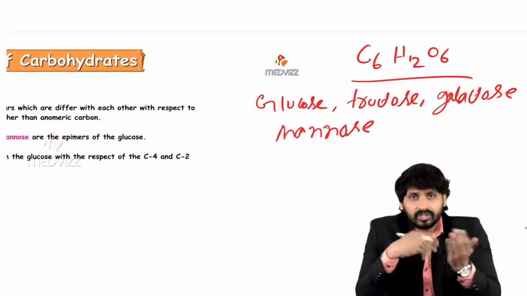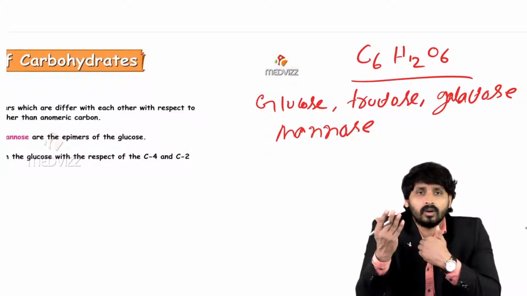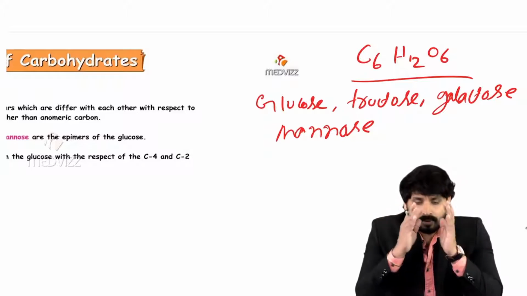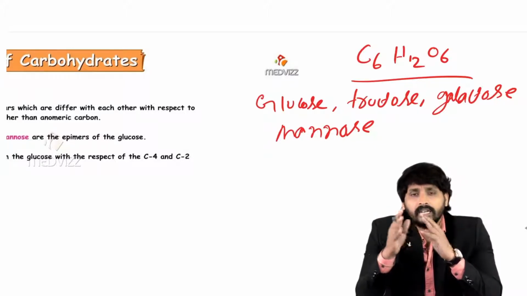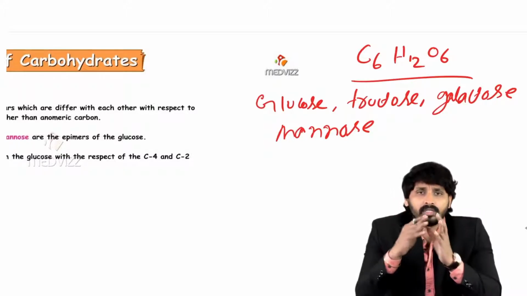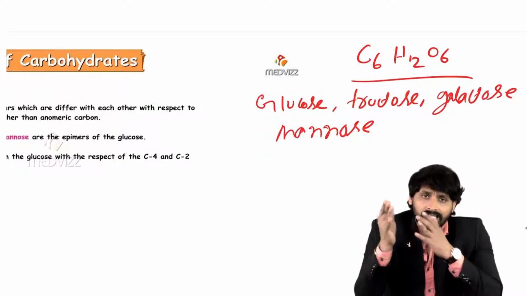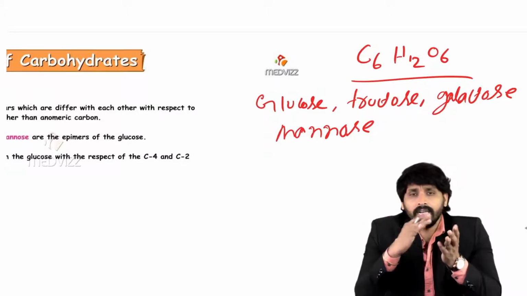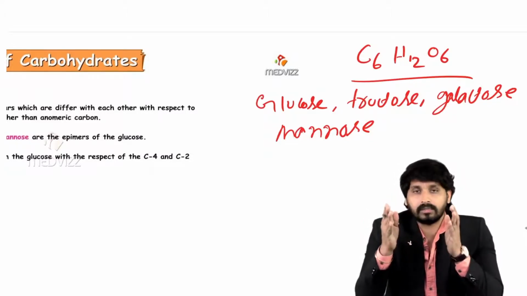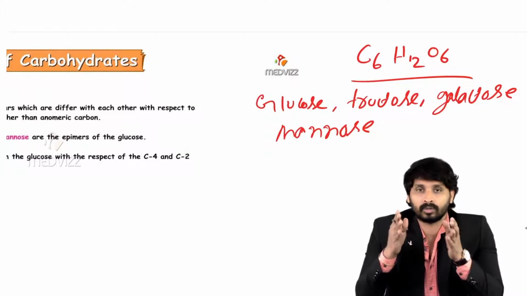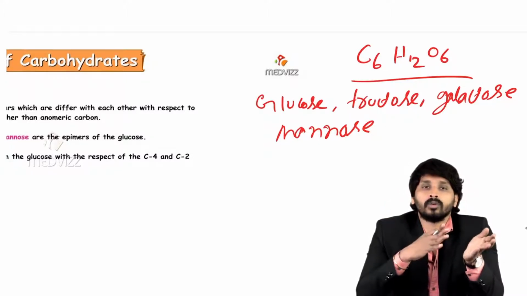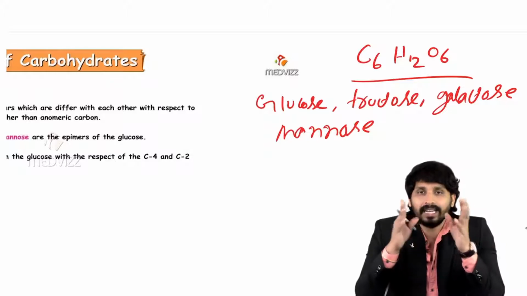If in a solution galactose is there, and I rearrange the hydroxyl and hydrogen at a particular carbon, I can convert that galactose into glucose. In the same way, if I rearrange the hydroxyl and hydrogens around a particular carbon in fructose, I can form glucose. This is known as Kiliani synthesis.